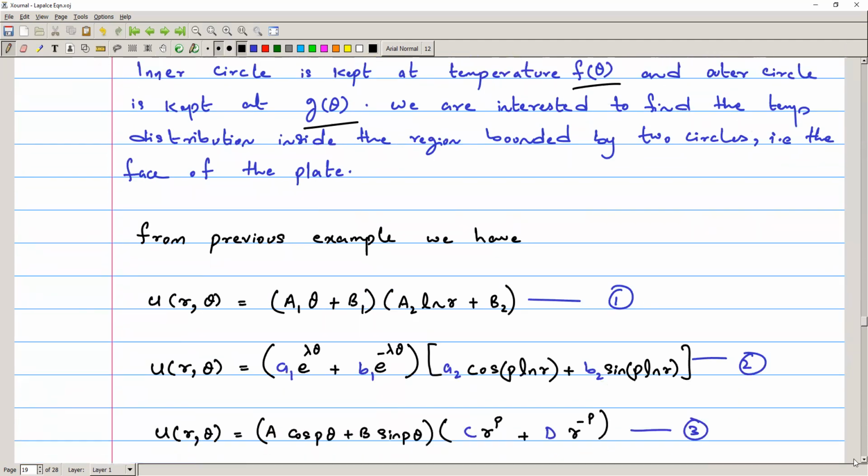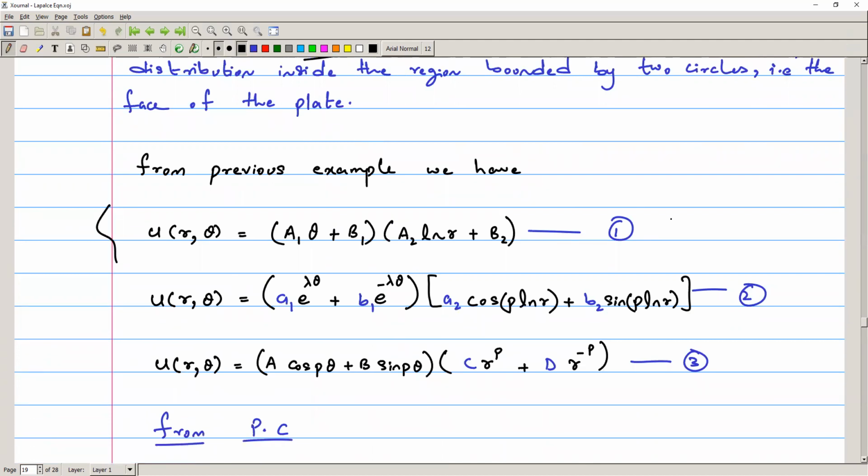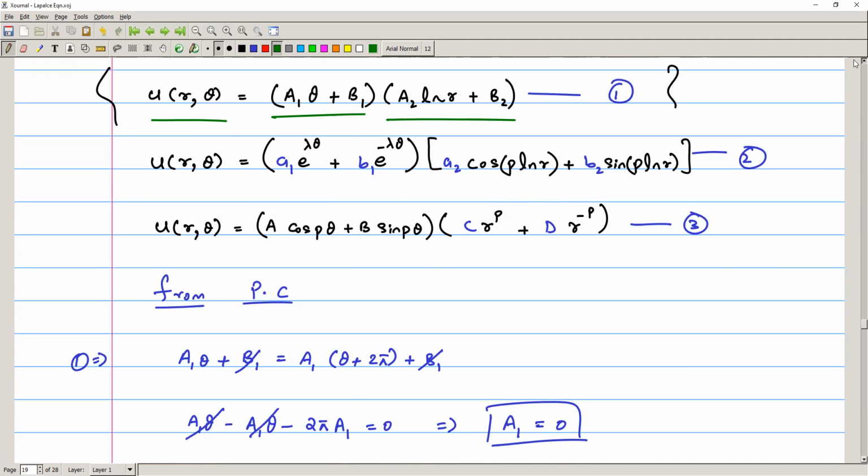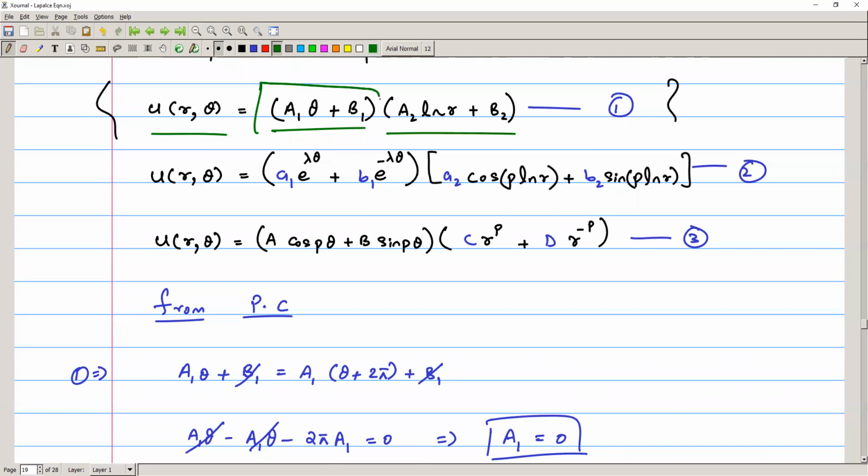So let's start by applying the periodic condition on solution 1 that we formulated above, right? The solution was u(r, theta) equals (a1 theta plus b1) times (a2 ln r plus b2). So from the periodic condition, we can apply it onto equation 1. So 1 implies that a1 theta plus b1 is equal to a1 (theta plus 2 pi) plus b1. Because the periodic condition is for theta, we are only using this function, right? We don't need to use this other function. We are only using this function because the condition is for theta only.